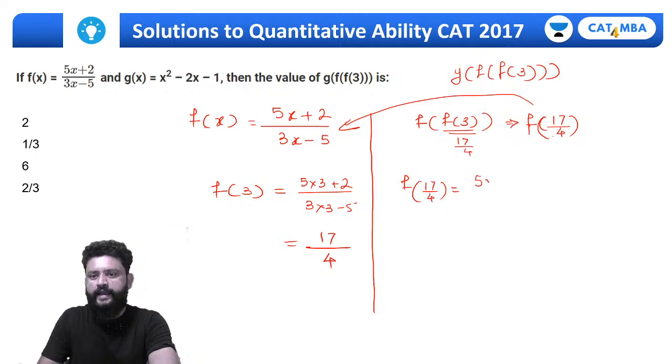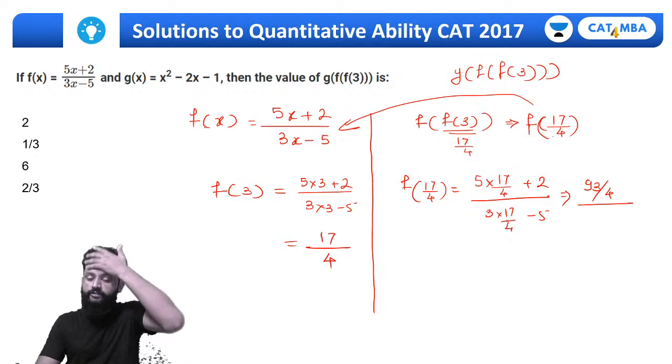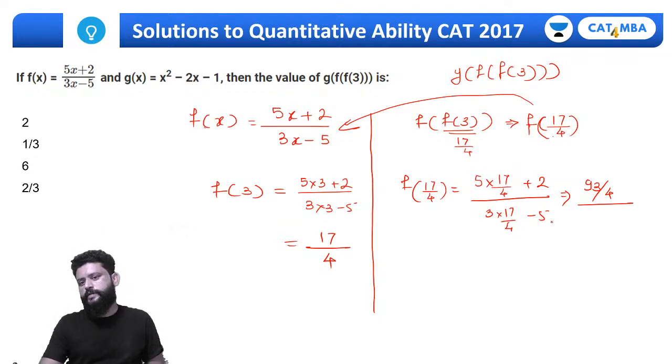This will be 5 into 17 by 4 plus 2, divided by 3 into 17 by 4 minus 5. Do the calculation part quickly. The denominator 4 will come in both places. 17 5s are 85, plus 8, that comes out to be 93 by 4. And this will be 51 minus 20, which comes out to be 31 by 4. The 4 gets cancelled and finally you're getting this as 3.